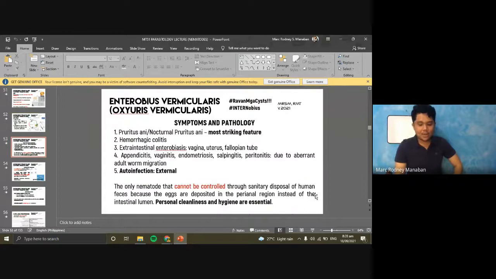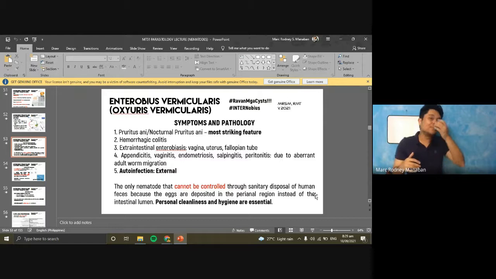Okay, now we go to symptoms and pathology. Of course, it's enterobiasis, all right? Also called pinworm infection, oxyuriasis, okay? Now, the most striking feature is, of course, pruritus ani, all right? Nocturnal pruritus ani, especially at night. Pruritus ani, itching around the anus. Yes, because the eggs are deposited on the perianal region, at the side of the anus, all right? And the migration of the female worm outside also causes itchiness and discomfort. So the patient will experience itching around the anus.